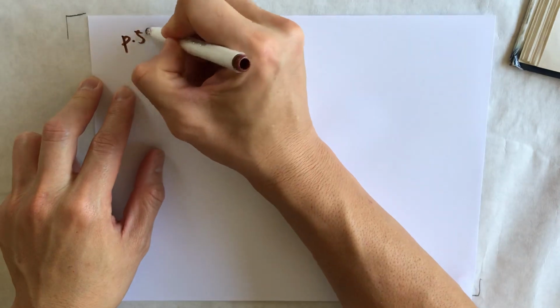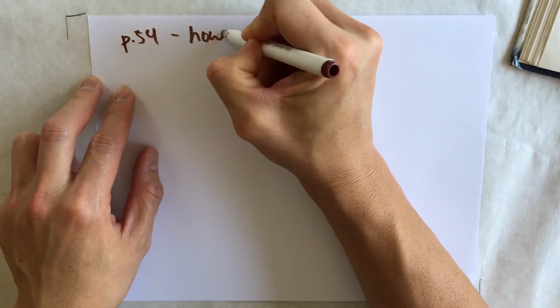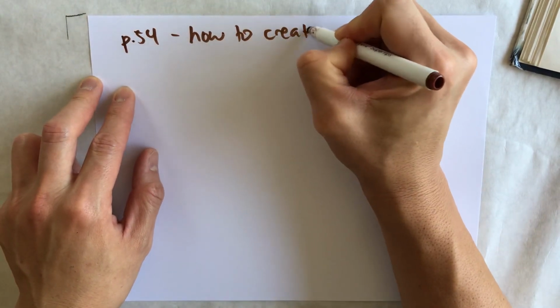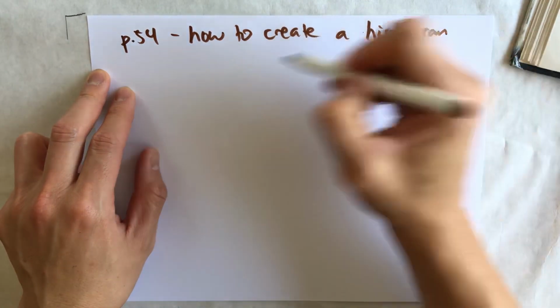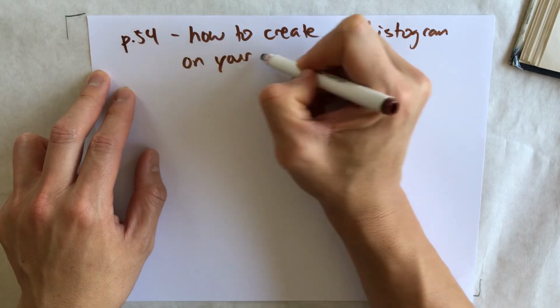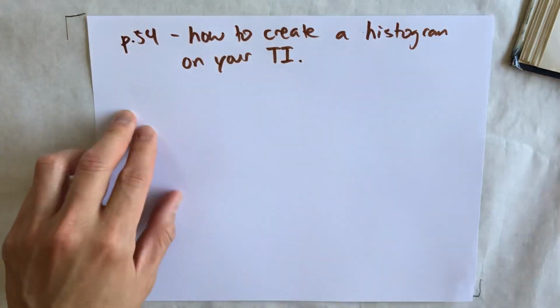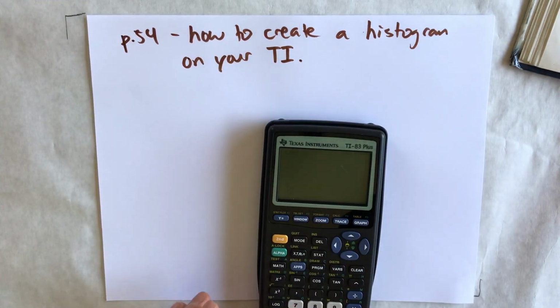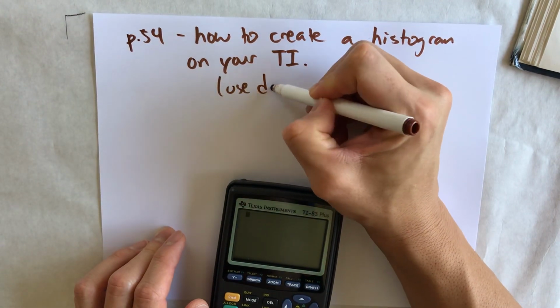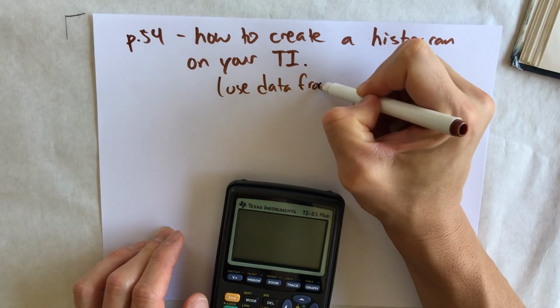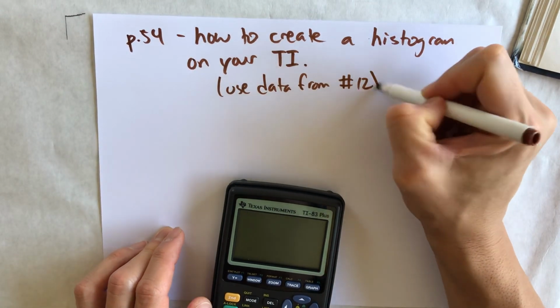So page 54, how to create a histogram on your TI calculator. All right, so let's use the data from number 12, the one we just did.